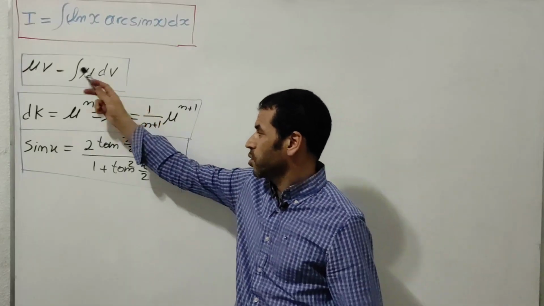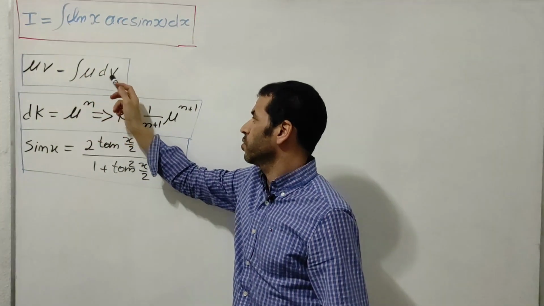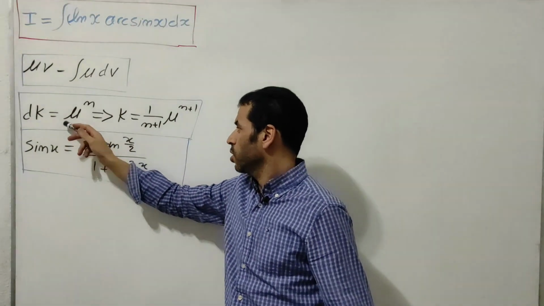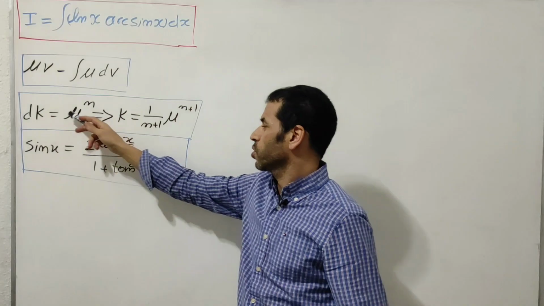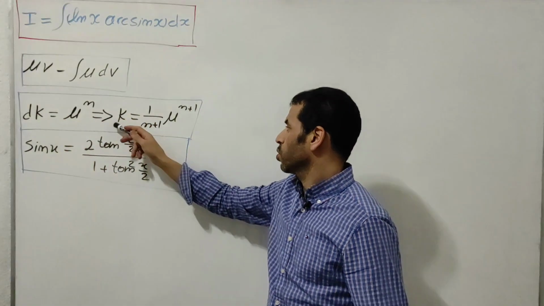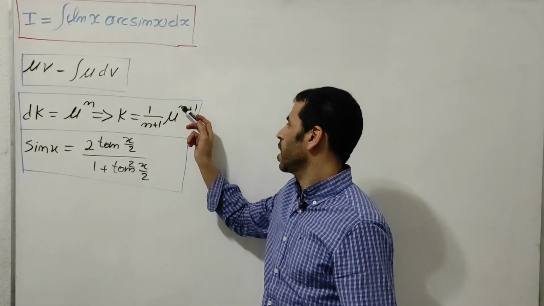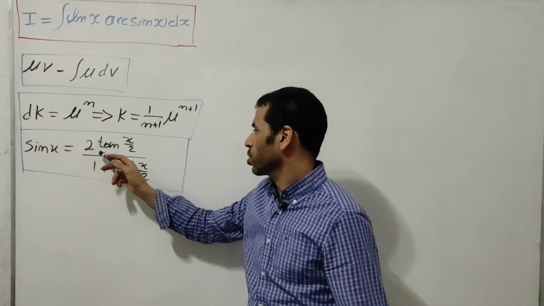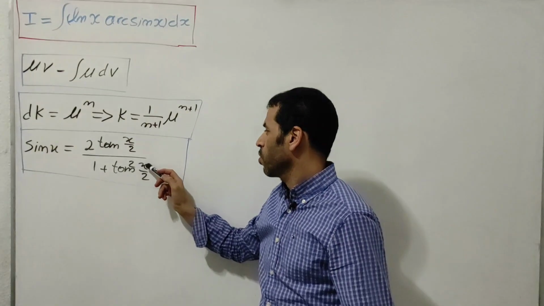Here are the following hints which you can use as tools. First: uv minus the integral of u dv. The second hint: if you have dk equals u^n, and you have the derivative function of this one, you are looking for the primitive of this one. So you get this one equals 1 over n plus 1 multiplied by u to the n plus 1. Here is the last hint. We have the sine of x equals 2 times tangent of x over 2 divided by 1 plus tangent squared of x over 2.